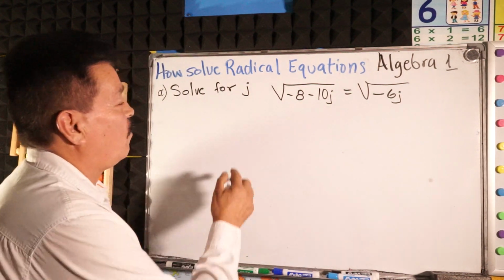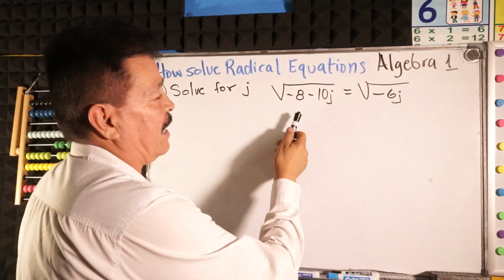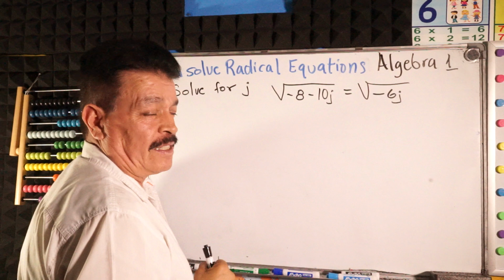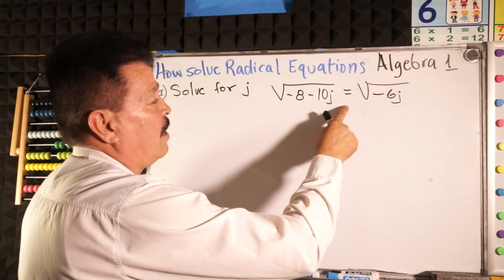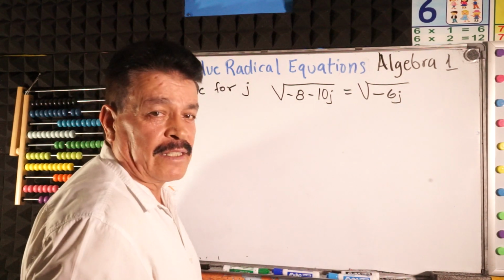Our problem is to solve for j. We have the square root of negative 8 minus 10j equals the square root of negative 6j.